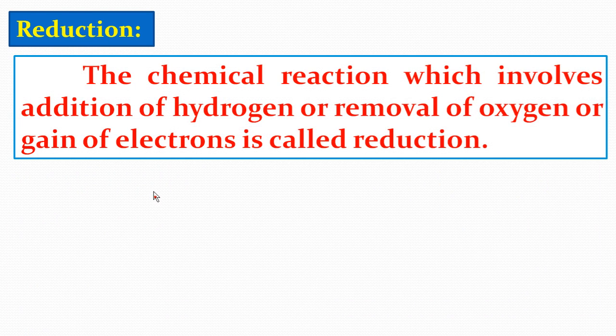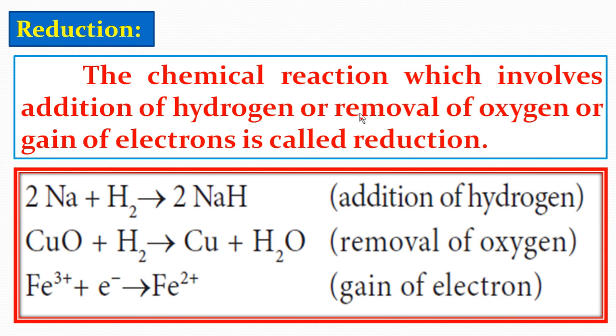The chemical reaction which involves the addition of hydrogen or removal of oxygen or gain of electrons is called reduction. For example, sodium combines with hydrogen to form sodium hydride. Addition of hydrogen: hydrogen is added to sodium. So this is the addition of hydrogen. Then copper oxide combines with hydrogen to form copper plus water. This is removal of oxygen.